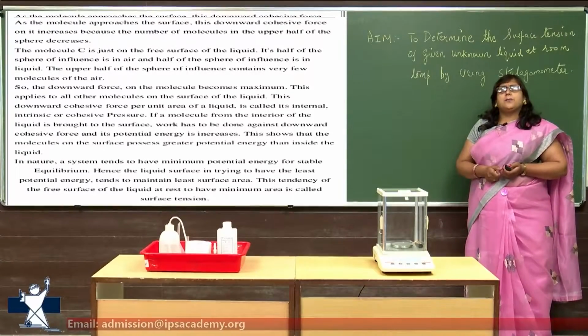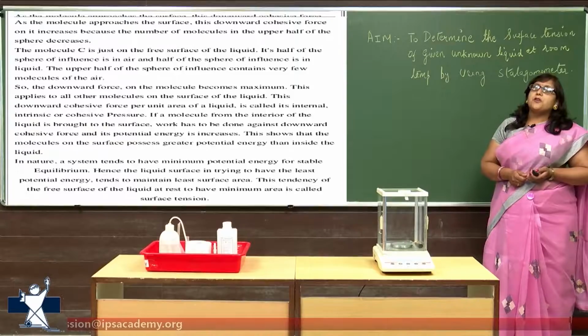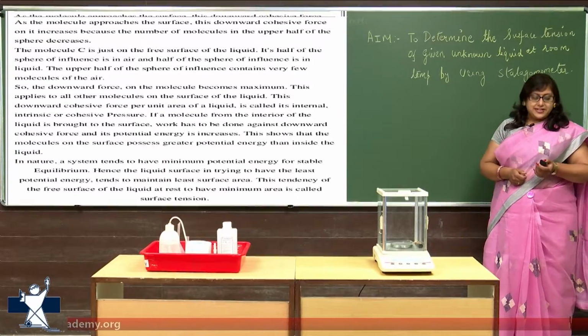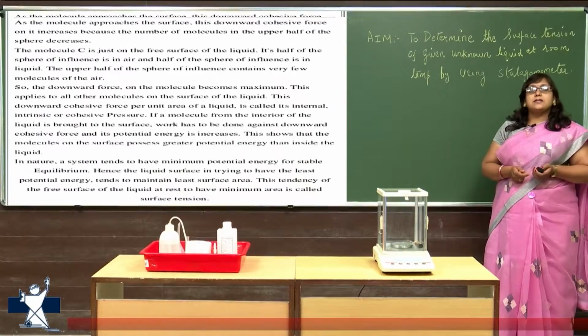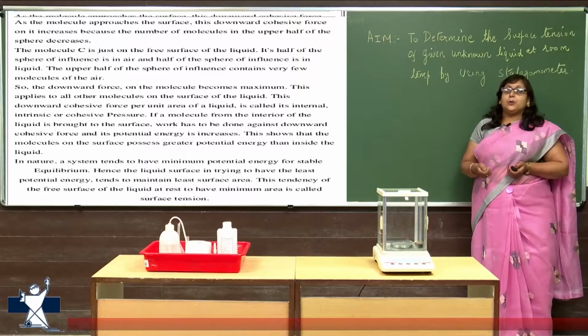As the molecule approaches the surface, the downward cohesive force on it increases because the number of molecules in the upper half of the sphere decreases. Now let us look at molecule C. The molecule C is just on the free surface of the liquid.